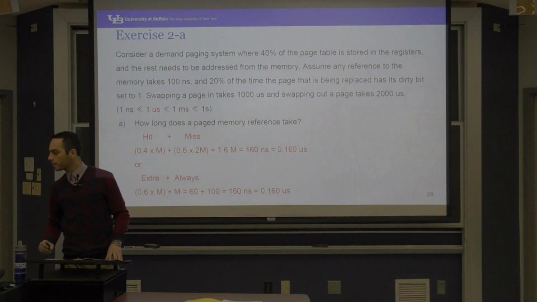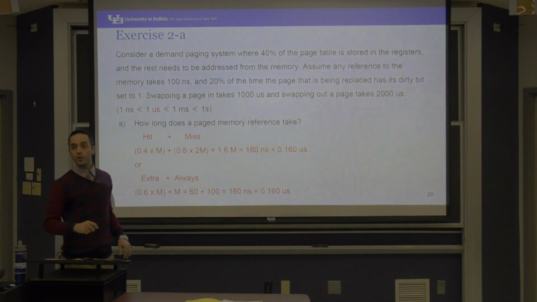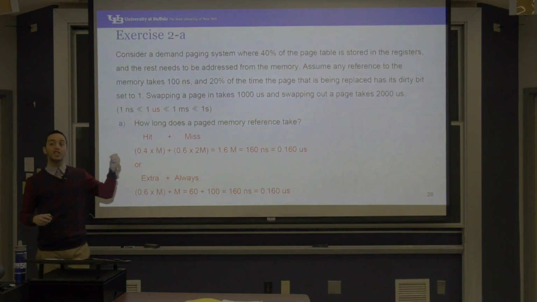Why is what? 2M. Because for each miss, that's a cache miss.